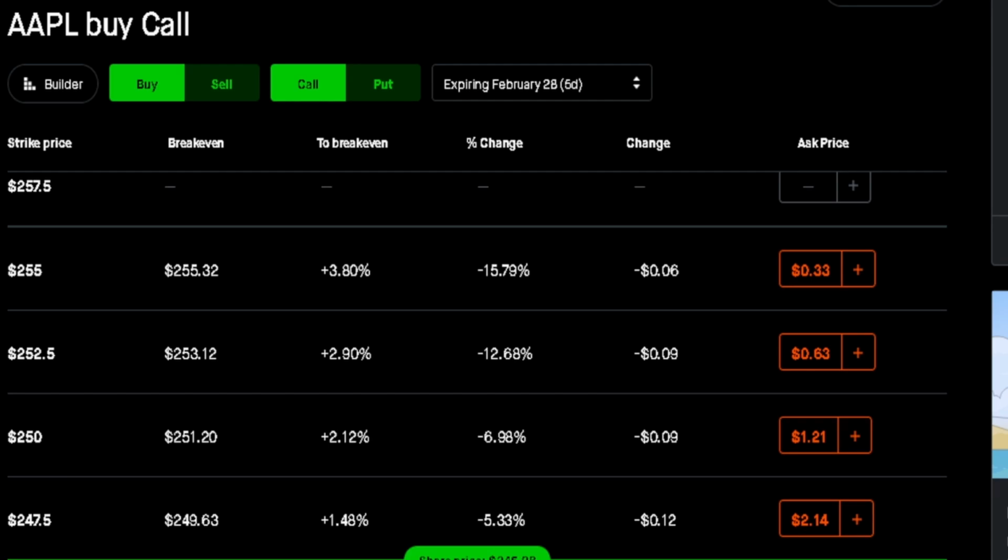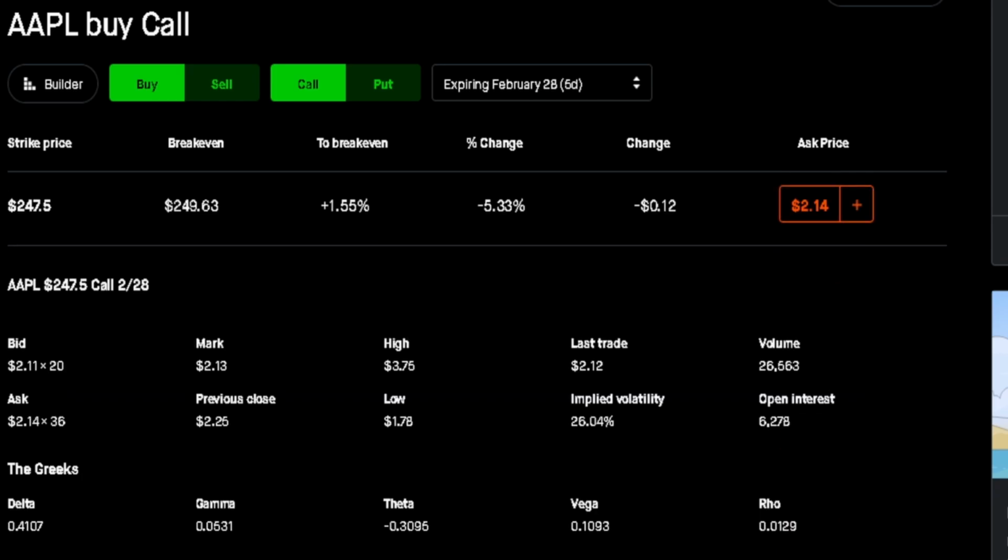In this example, we have an options chain for the stock Apple. You'll notice a few key columns. Don't worry, we'll go over each one. So let's break down the key components of an options chain.